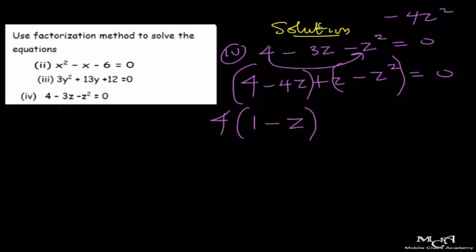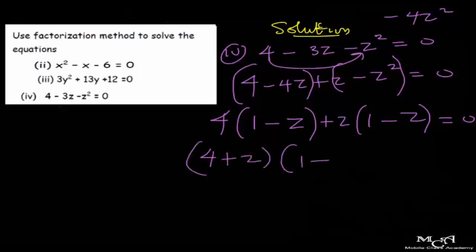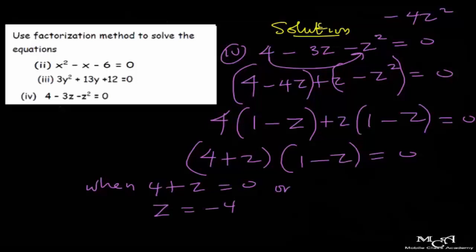If you look at this other bracket, z is common here. So you factor out z, you have 1, then you divide minus z squared by z, you get minus z, which is equal to 0. If you do that now, let us see how to get the final result. So you have 4 plus z bracket 1 minus z is equal to 0. To solve for your z, you say when 4 plus z is equal to 0, z is equal to what? Minus 4.